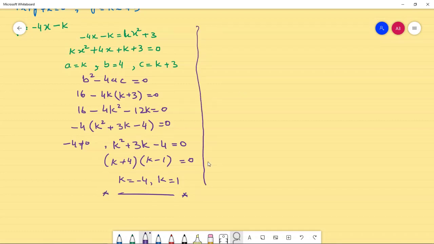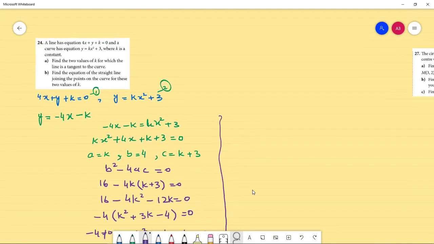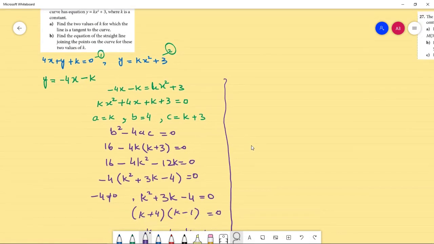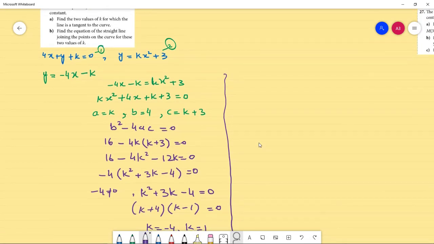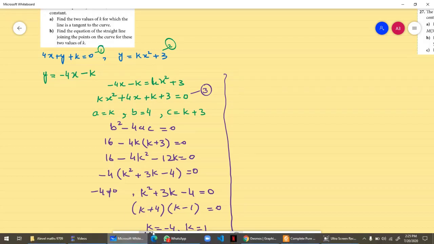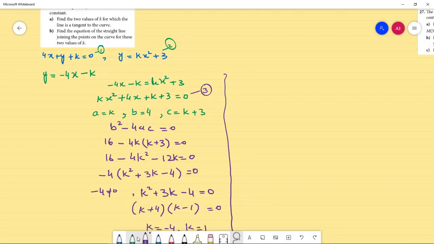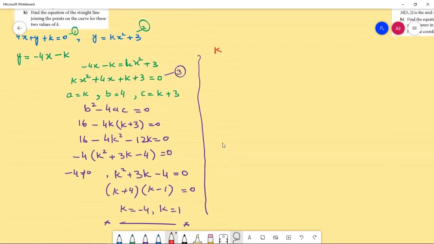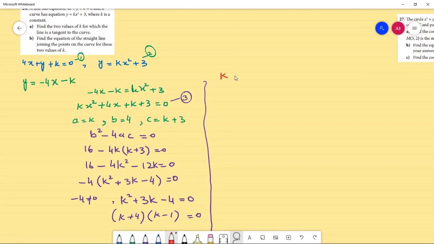Now we have to do the second part of the question. For these values of k, find the coordinates of the intersection point. So simply put these values into equation number 3. Where is equation number 3? This equation number 3, when we solve them simultaneously. So first I take k is equal to -4 and then k is equal to 1.